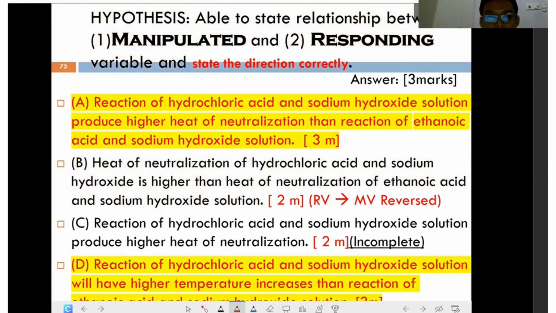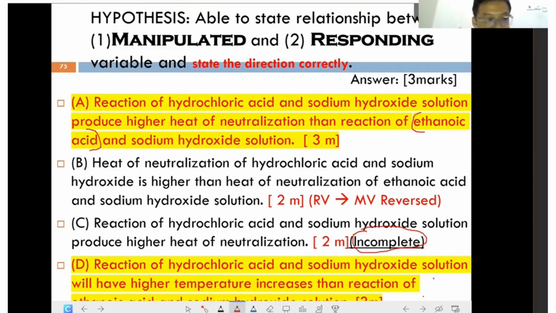Okay, number C also, you see, incomplete because they never mention what. They just say something too general: the reaction of this one produces higher. They didn't compare it. Cannot. Don't forget, you have one more thing, another ethanoic acid. You must mention the other ethanoic acid, because it is a hypothesis.